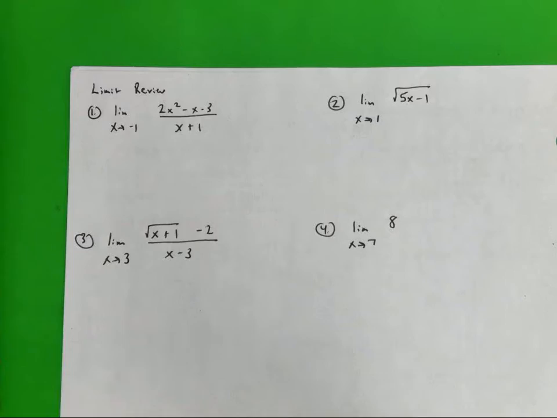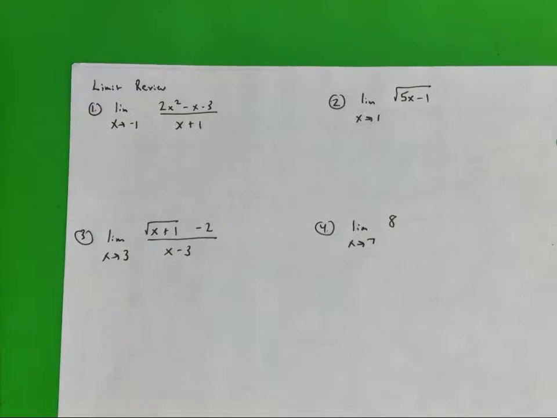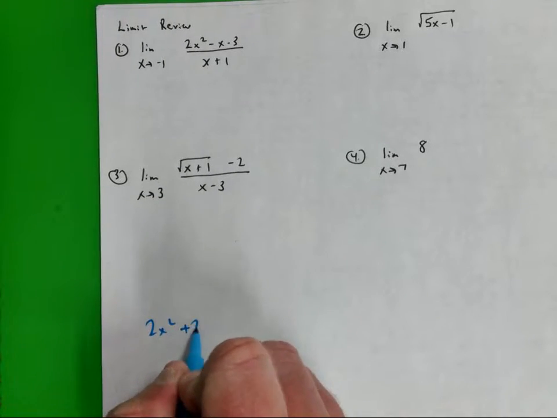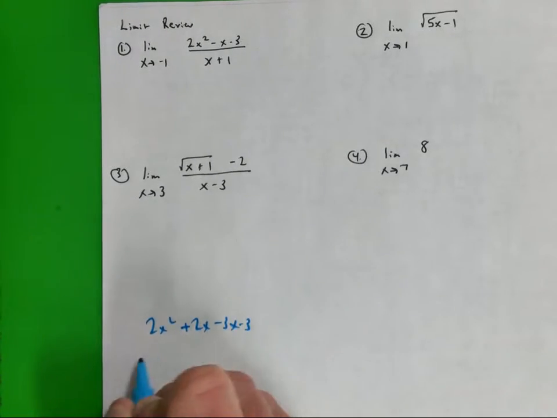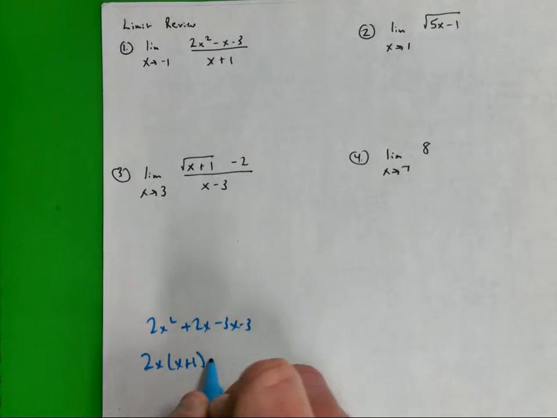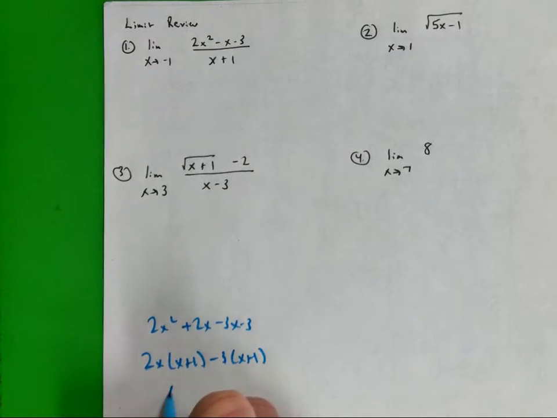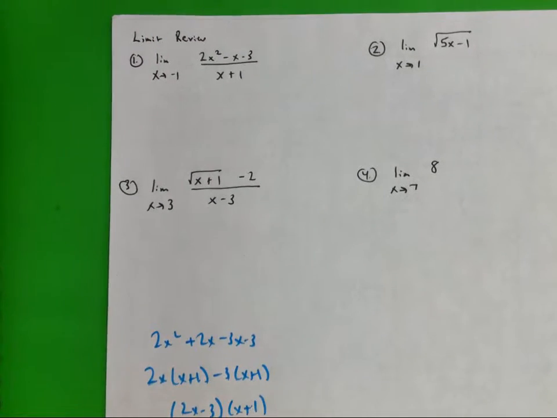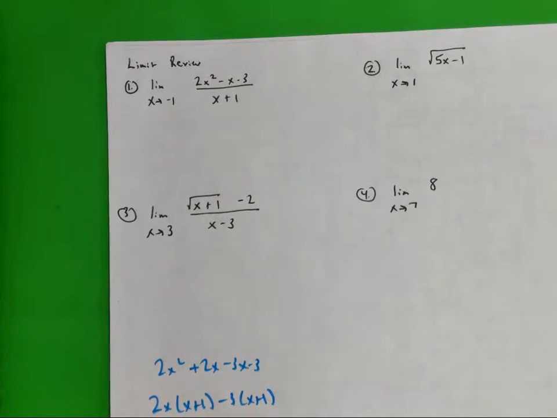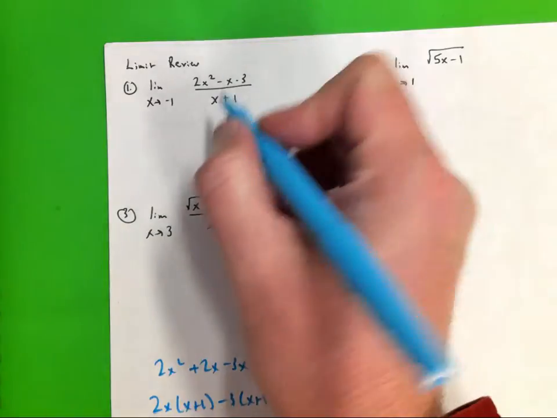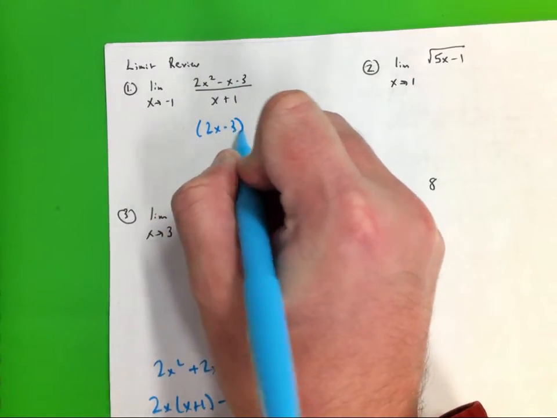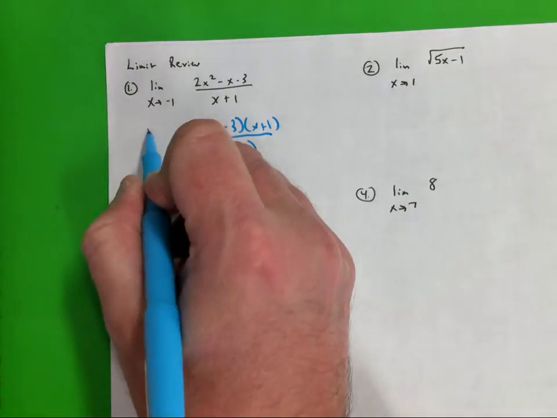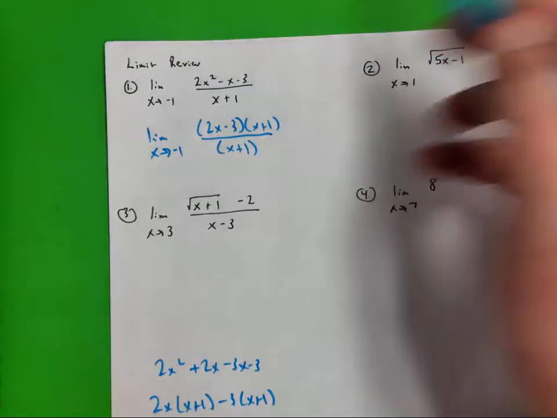Let's see here. What comes to your mind there? Factoring. I'm going to factor at the top. I'm going to come down here and factor 2x squared plus 2x minus 3x minus 3. Is this our notebook? No, it's not. This is something I just came up with. I'm going to take that and plug it up here. I'm going to cancel those out.